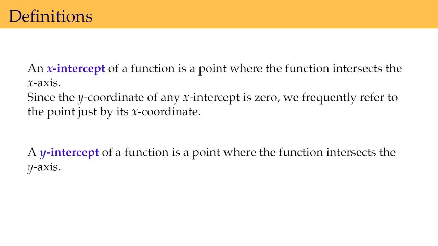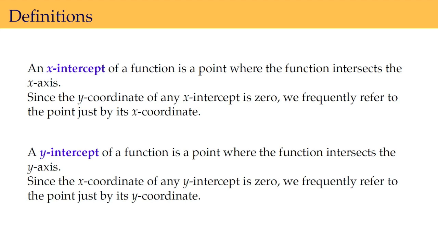A y-intercept of a function is a point where the function intersects the y-axis. Now, the one way that this is different from an x-intercept is a y-intercept cannot bounce and return, because if it did that, something like this would not pass the vertical line test. So it wouldn't be a function. Anyway, since the x-coordinate of any y-intercept is 0, we frequently refer to this point just by its y-coordinate.